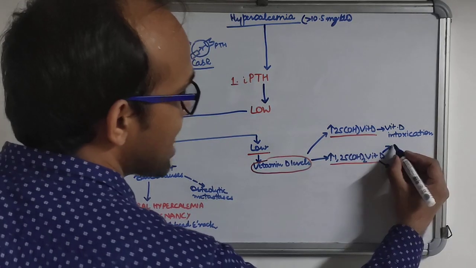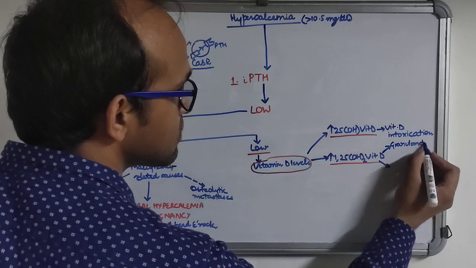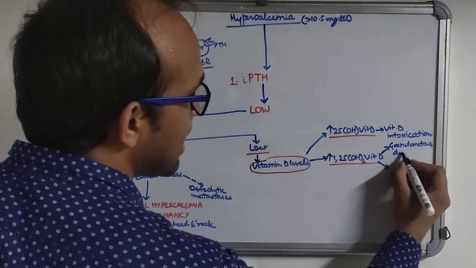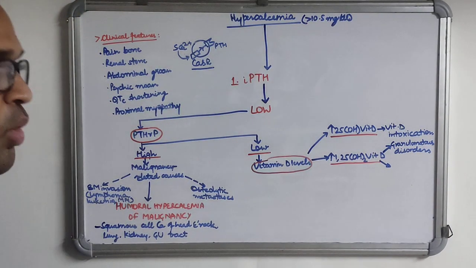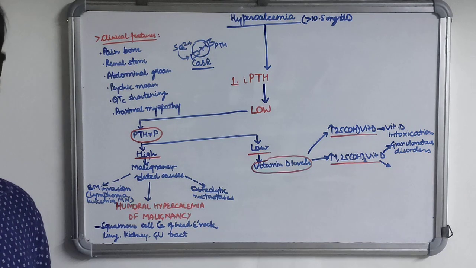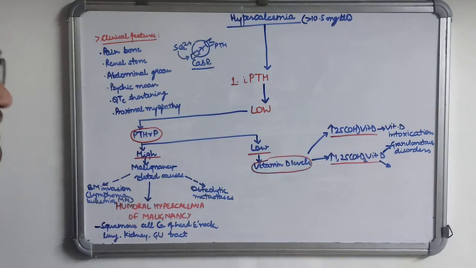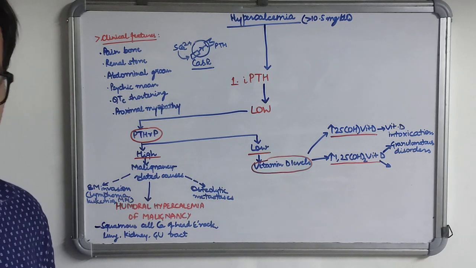Either the patient is having granulomatous disorders like tuberculosis, fungal infections, or sarcoidosis. Now, in granulomatous disorder, there is increased activity of 1-alpha hydroxylase enzyme. So there is increased conversion of 25 hydroxy vitamin D to 1,25 dihydroxy vitamin D.